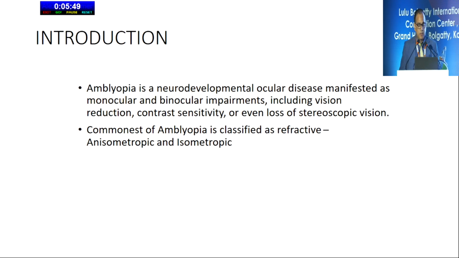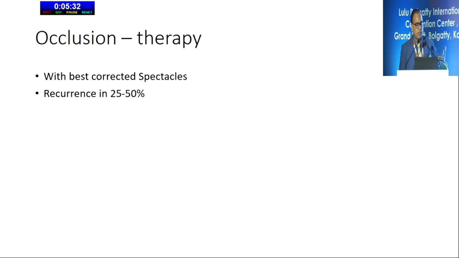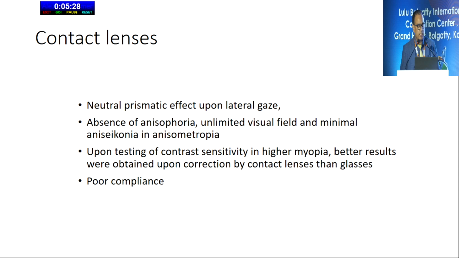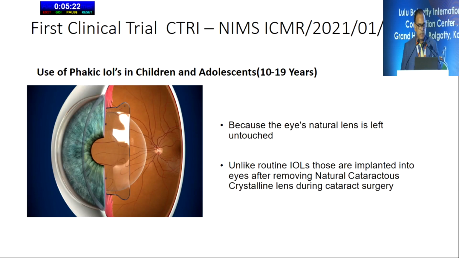So amblyopia is a neurodevelopmental ocular disease manifested as monocular and binocular impairments, including vision reduction, contrast sensitivity, and loss of stereoscopic vision. And amblyopia is classified as refractive, anisometropic, and isometropic. Occlusion therapy has its own problem with recurrence of 25 to 50%, and contact lenses too have a problem of poor compliance and intolerance. So this was the first clinical trial registered with NIMS ICMR.